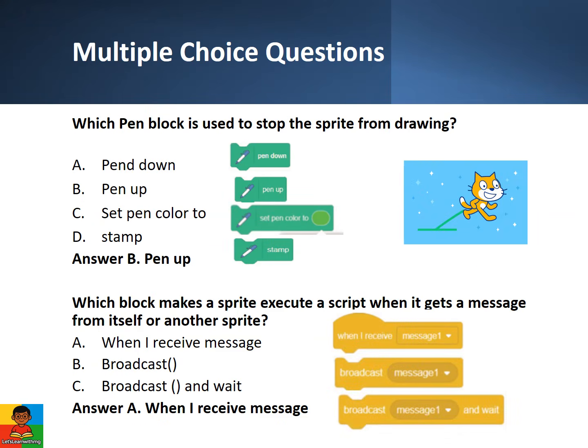Which pen block is used to stop the sprite from drawing? A. Pen down, B. Pen up, C. Set pen color to, D. Stamp. Correct answer: B. Pen up. Which block makes a sprite execute a script when it gets a message from itself or another sprite? A. When I receive message, B. Broadcast, C. Broadcast and wait. Correct answer: A. When I receive message.